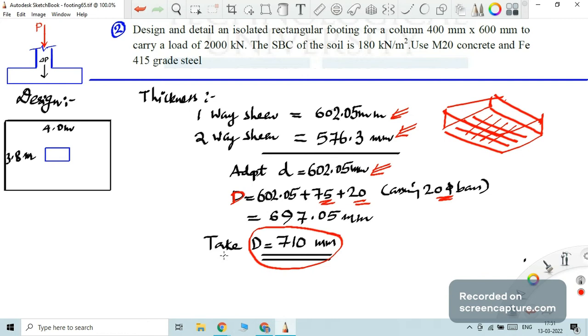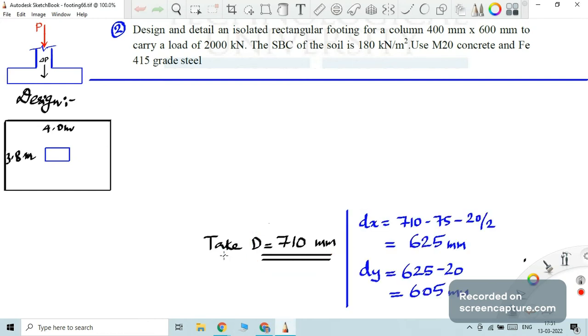But don't use 1000 mm, 1500 mm, etc. It's all a matter of experience. Use a higher, safer value, that's all. But don't be that safe, as that will make your design uneconomical. So this is an economical, safer depth, 710 mm.